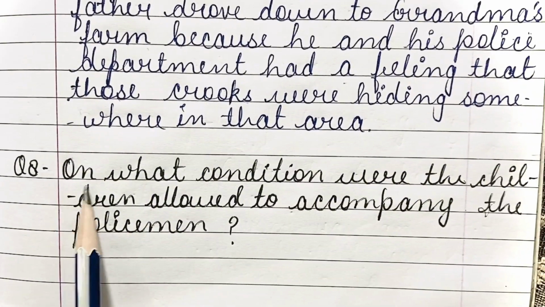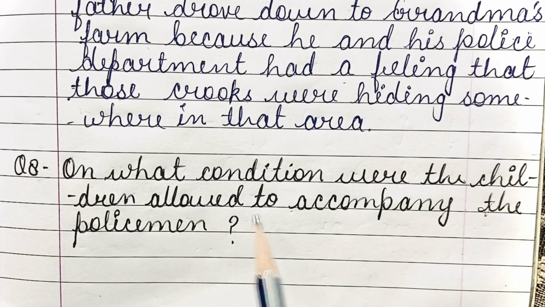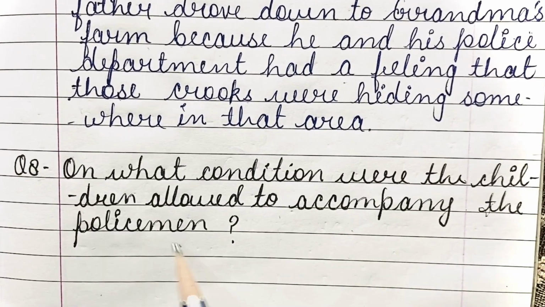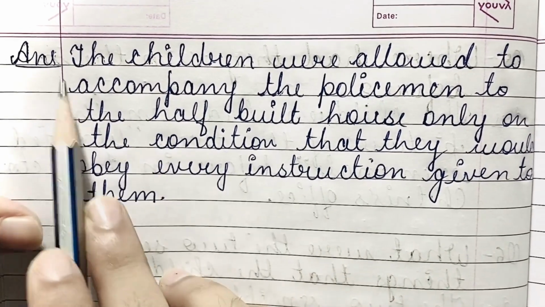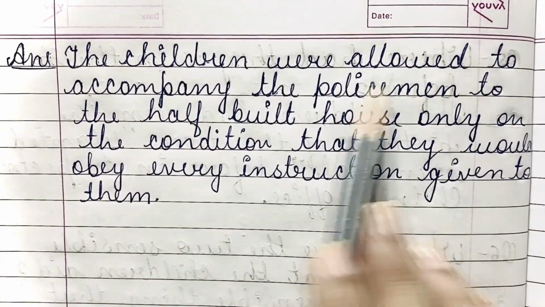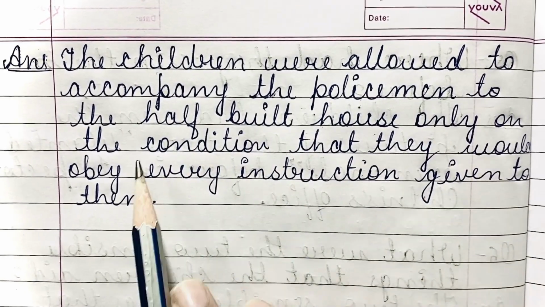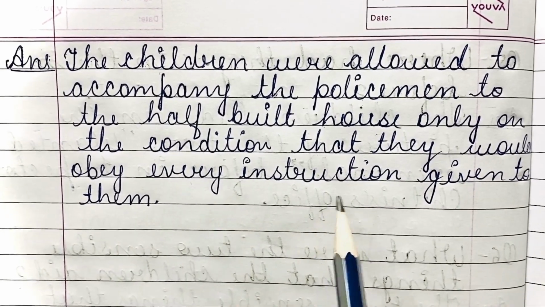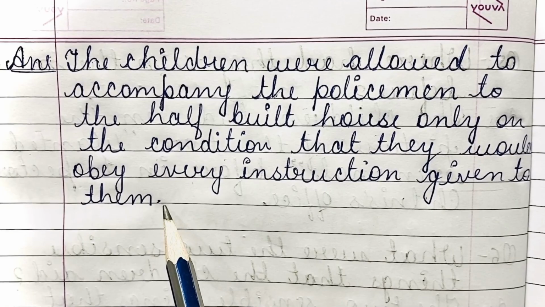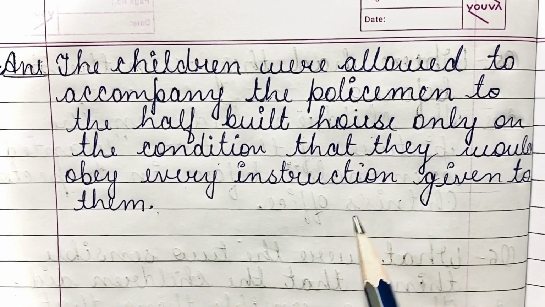Next and last question is question number 8. On what condition were the children allowed to accompany the policeman? So the answer is, the children were allowed to accompany the policeman to the half-built house only on the condition that they would obey every instruction given to them. So these are the exercises of chapter 4, The Half-Built House.